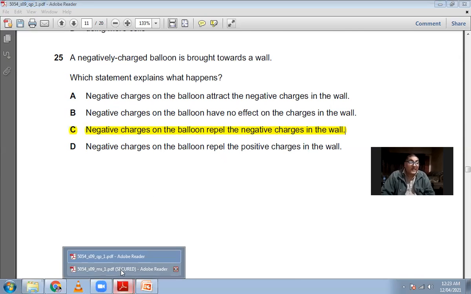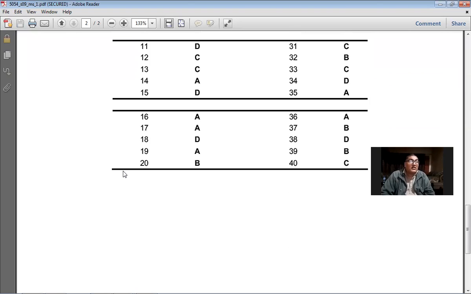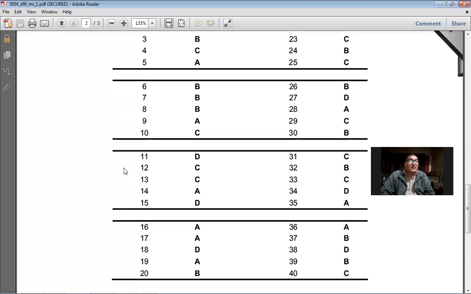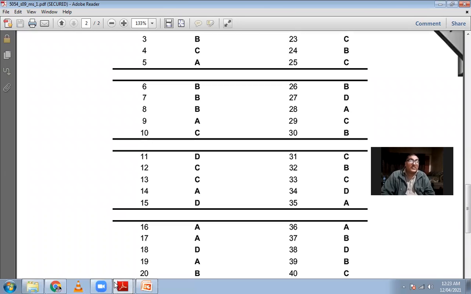Question number 25, let's check. Yeah, C is the right option.